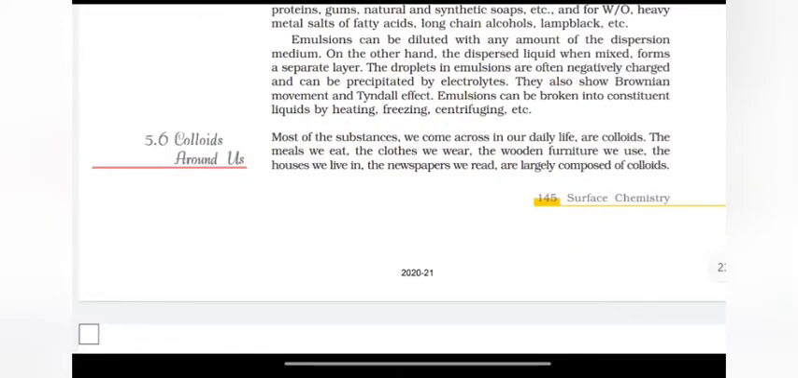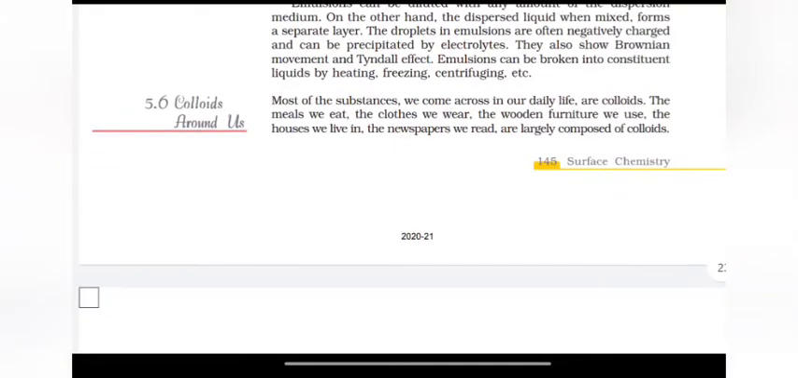Emulsions can be diluted with any amount of dispersion medium. On the other hand, the dispersed liquid, when mixed, forms a separate layer. The droplets in emulsion are often quite negatively charged and can be precipitated by electrolytes. They also show Brownian movement and Tyndall effect. Emulsions can be broken into constituent liquids by heating, freezing, and centrifuging.